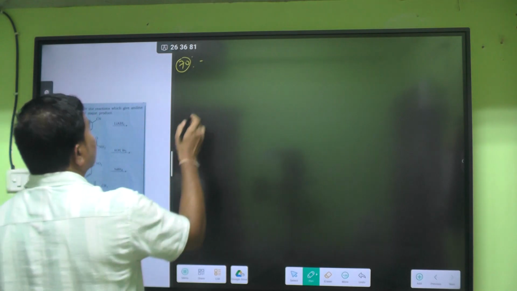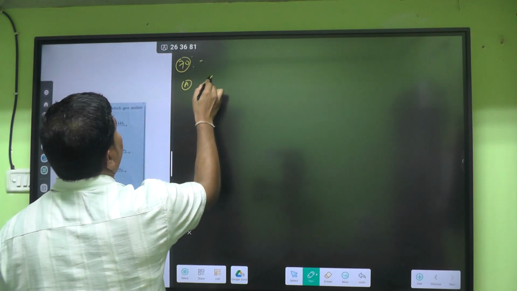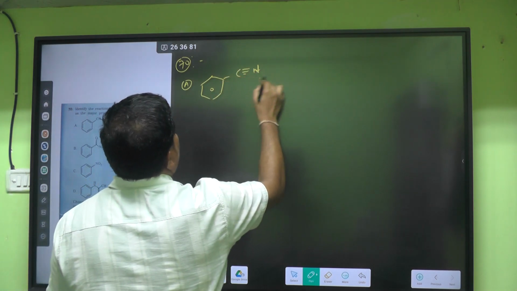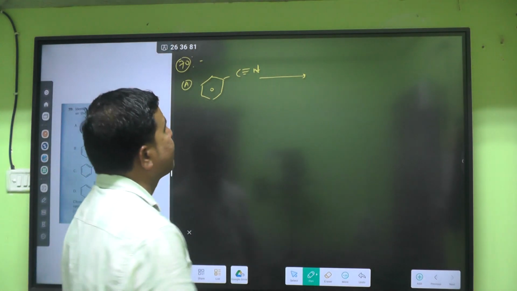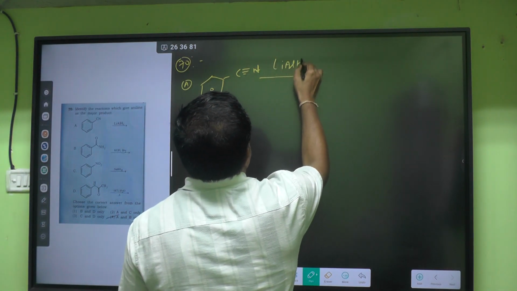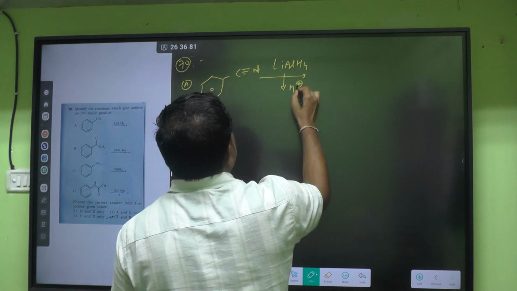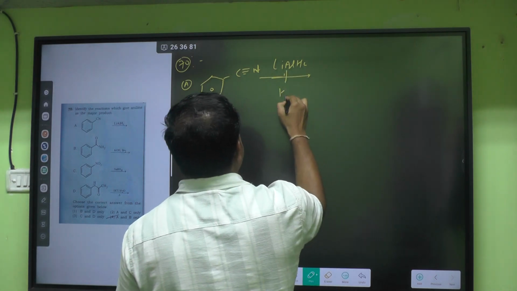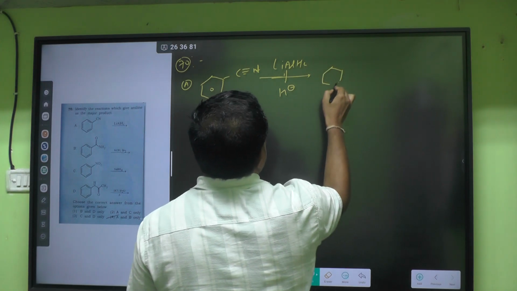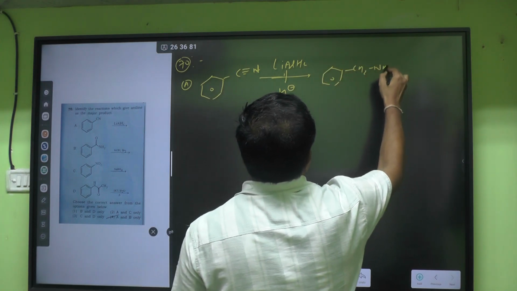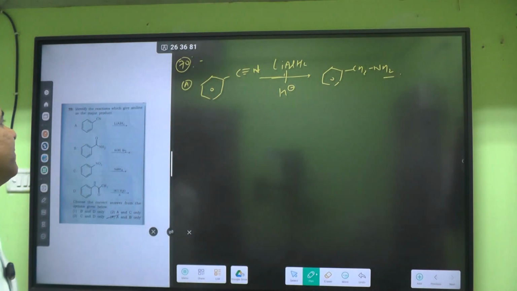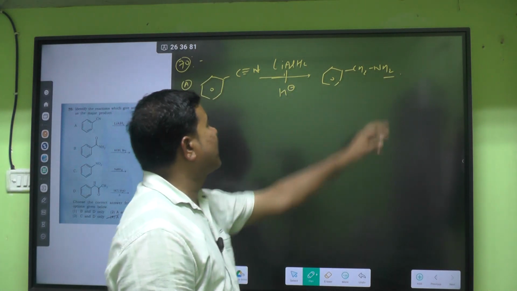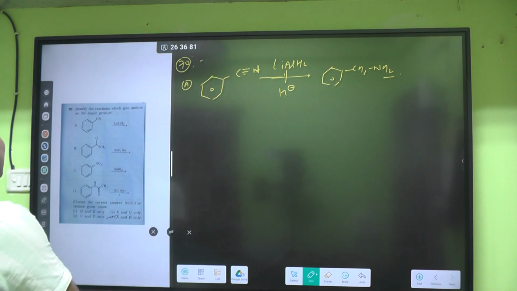Everyone knows the first option is given, a cyanide with lithium aluminum hydride, the strongest reducing agent. Lithium aluminum hydride is a hydride donor, an H negative donor. It gives H negative, hydride, reduction. After reduction, it forms CH2NH2. So cyanide converts to this product. The first option is given as the major product aniline, correct?